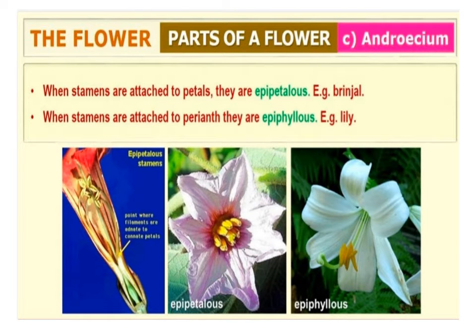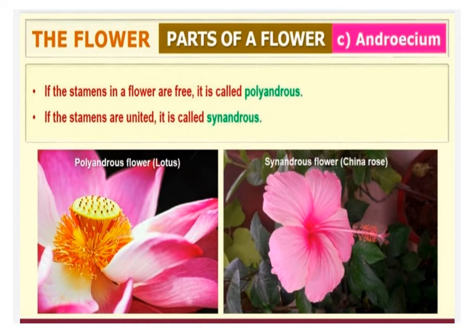If the stamens are attached to the petals, they are called epipetalous, for example brinjal. If they are attached to the perianth or tepals, they are called epiphyllous or epitepalous, for example lily. When stamens remain free from one another and also from other flower whorls, they are called polyandrous, and they may be united to a varying degree. If the stamens are united, it is called synandrous. For example, polyandrous flower: lotus, and synandrous flower: China rose.